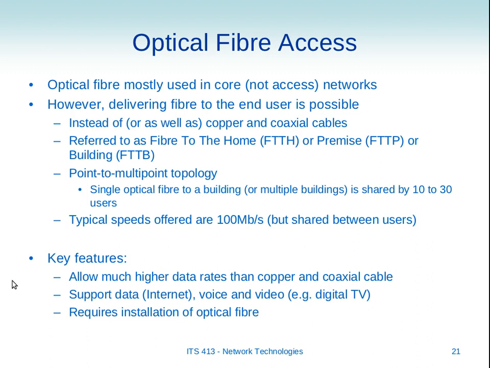The next alternative is optical fiber. Optical fiber is mostly used in core networks. Remember, we're still talking about access networks, wired access networks, how you get access to the larger internet. Optical fiber is used a lot in core networks, and we'll talk about that later. But it can be used for an access network, for delivering to the end user. It can be used instead of the copper and coaxial cables.